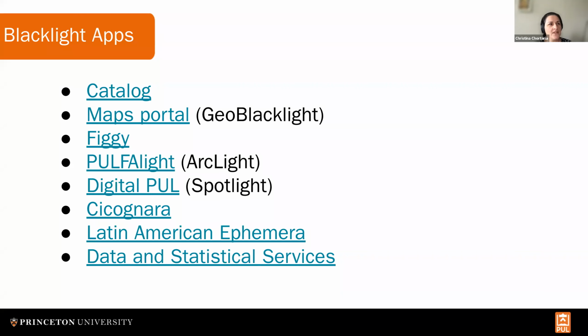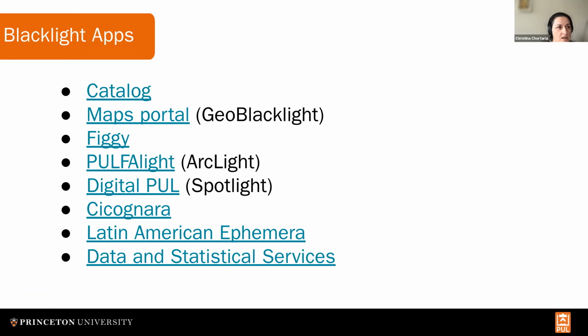We currently use 8 Blacklight applications in the library. The catalog is used to serve bibliographic material and allow patrons to request items. The Maps portal is a Geo Blacklight instance and the front end for Geo resources. Figgy is the backend digital repository. Pulfalight is an ArcLight instance and the new Finding Aids library website. The digital PUL is a Spotlight instance. It holds the digital collections and online exhibitions at PUL.